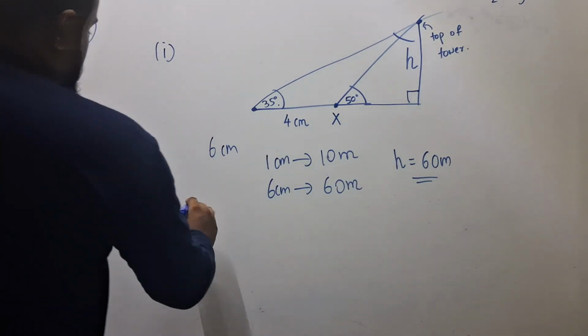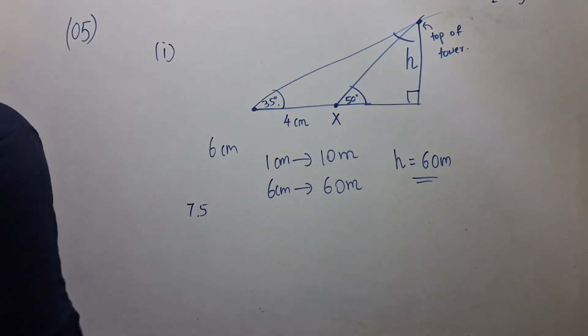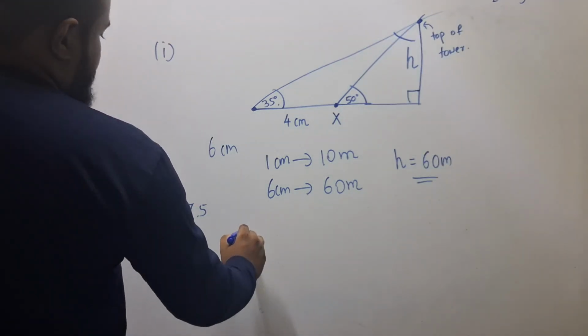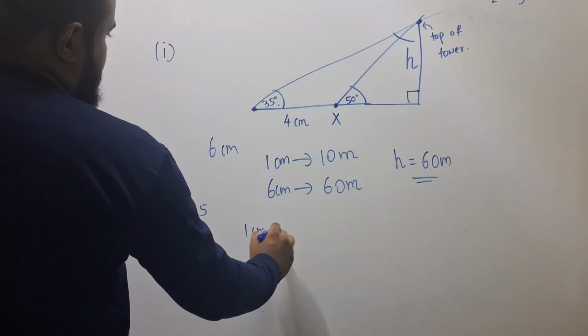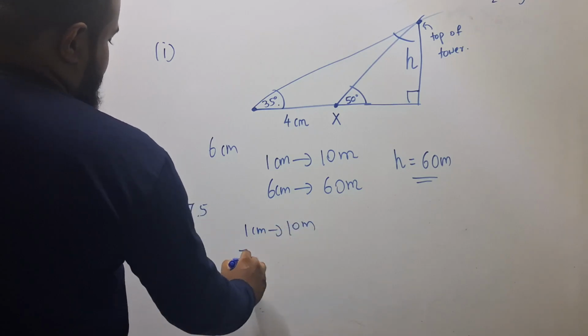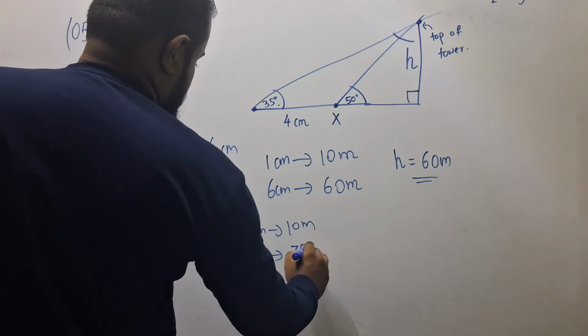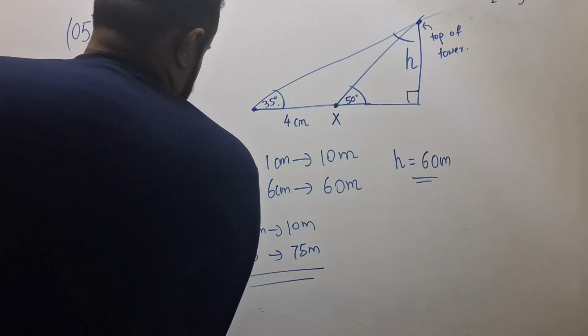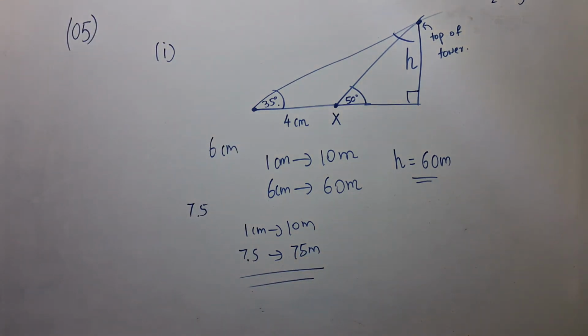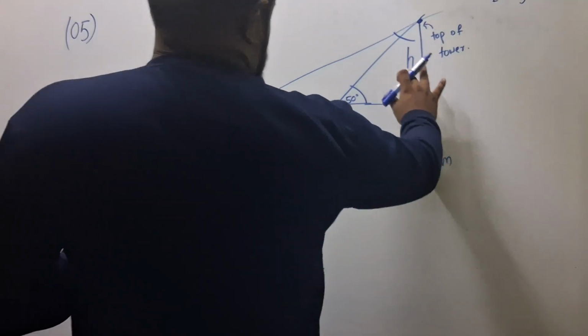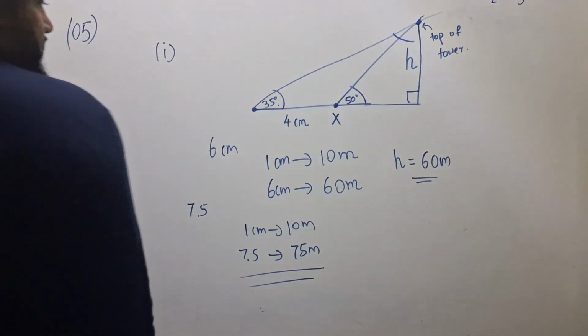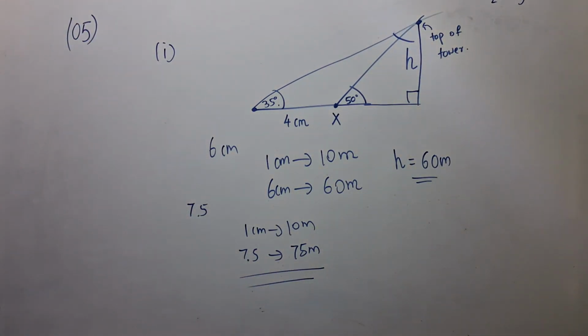Let's think you got 7.5. If you got 7.5, 1 centimeter represents 10 meters. So 7.5 represents 75 meters. That's the answer. I don't know whether it is 7.5 or what. You have to measure and multiply by 10. Okay.